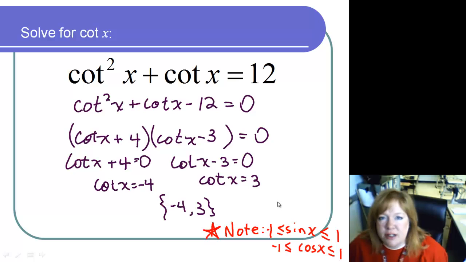Likewise, if I go back to cosecant and secant, they cannot be between -1 and 1 because they're the reciprocals of sine and cosine, so you have to be careful there.